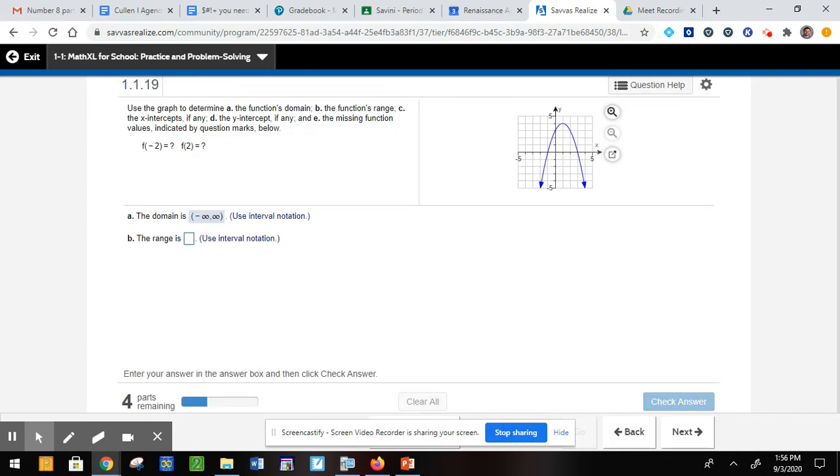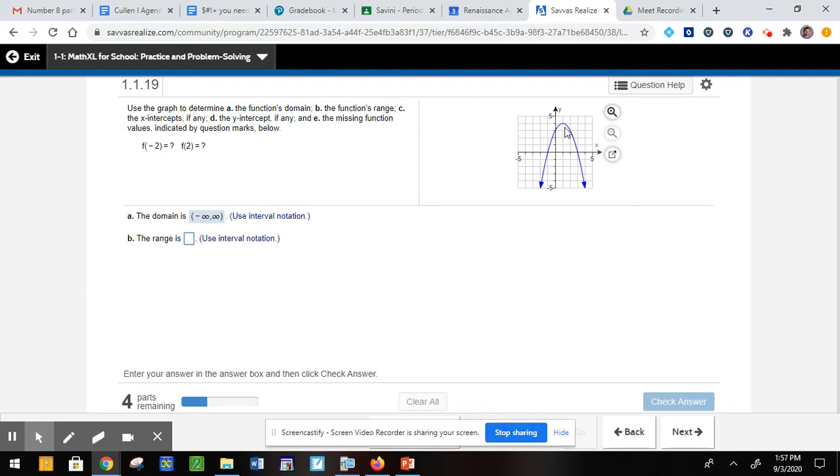Then part B is range. So range of this function. Again, range, when it's written, is from bottom to top. So it's going down forever. So the bottom of the range is negative infinity. The top of the range is 4, because that's the highest y value. We will use a bracket around the 4 because this function goes through 4. So 4 is included in the range.